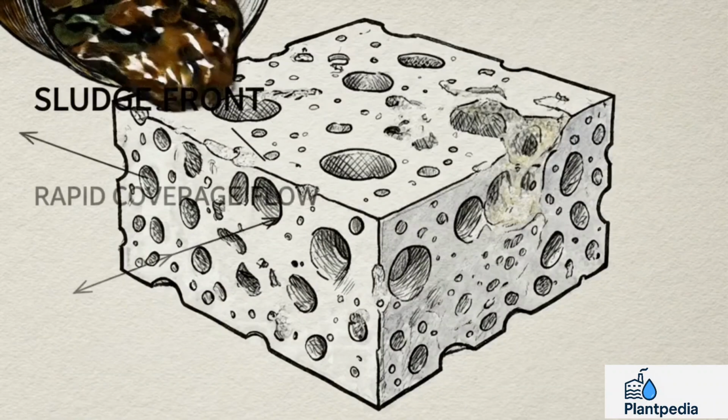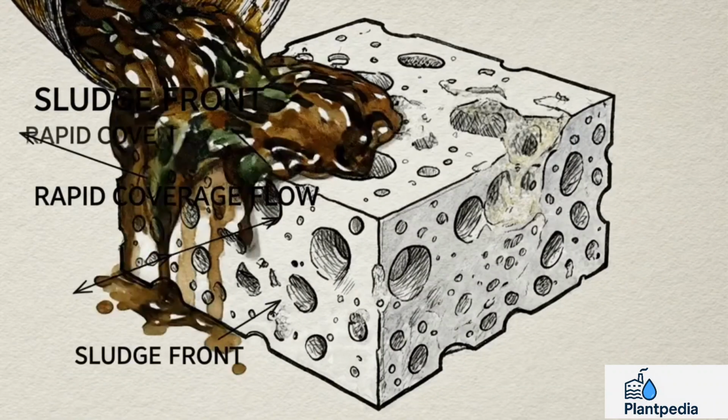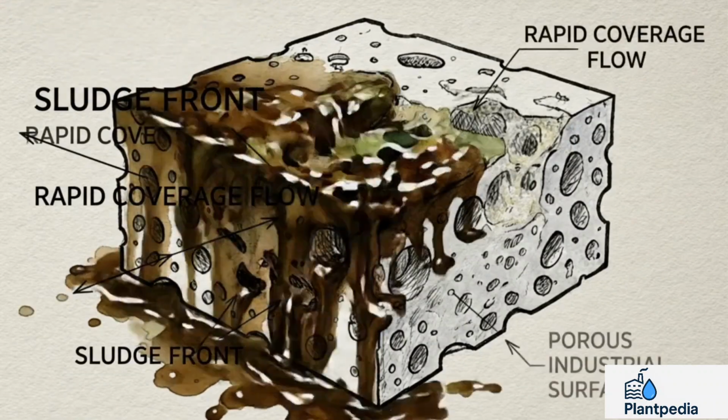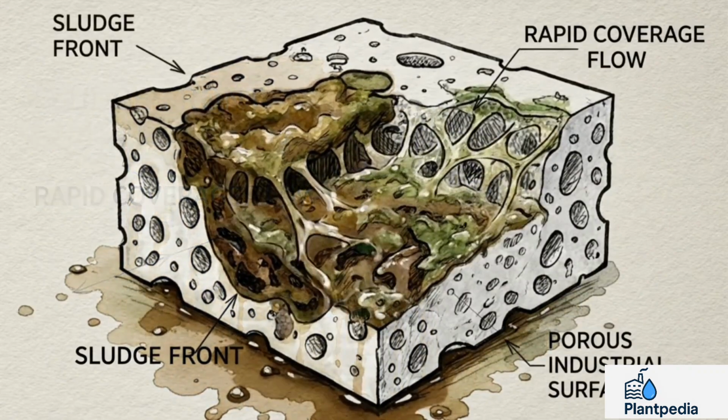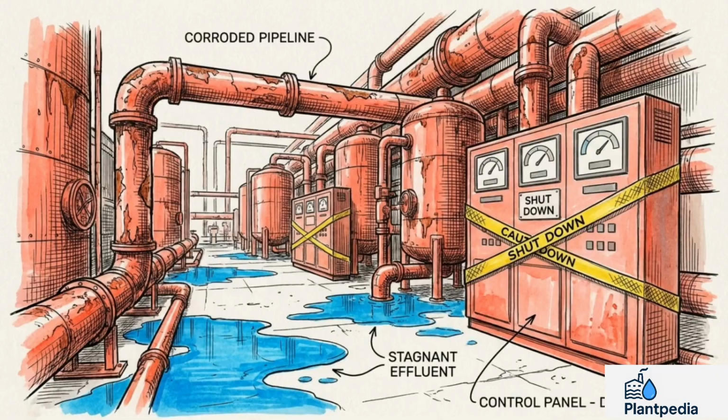Take a look at this macro footage. In slow motion, a thick, dark sludge is rapidly creeping over and suffocating a clean, porous surface. This is what catastrophic fouling looks like at a microscopic level. It can choke a multi-million-dollar water treatment system in a matter of weeks.